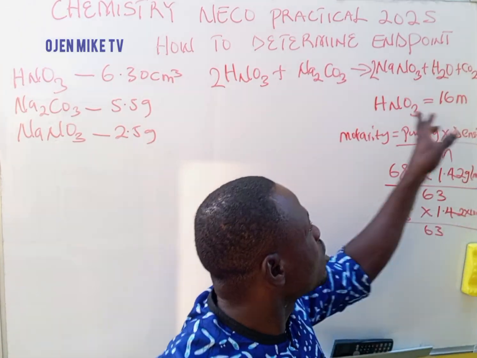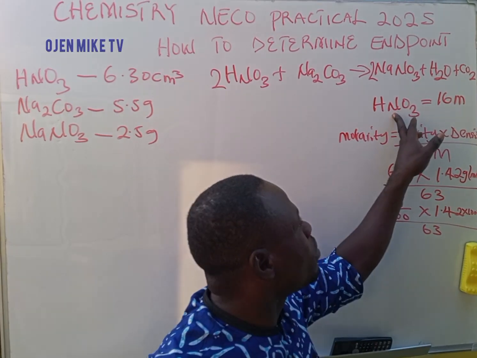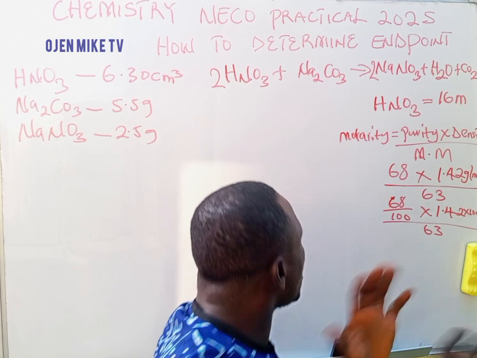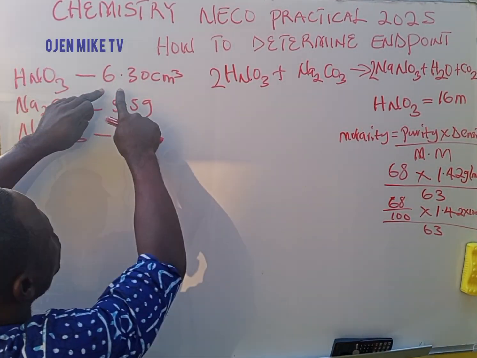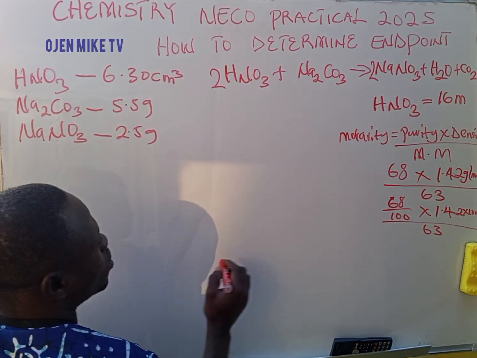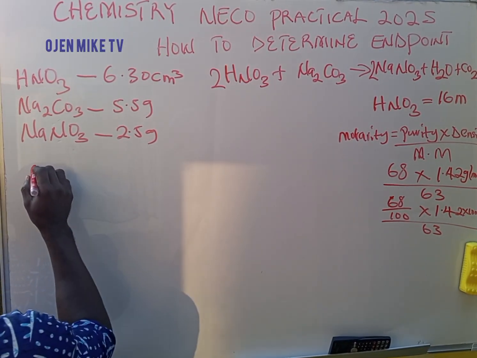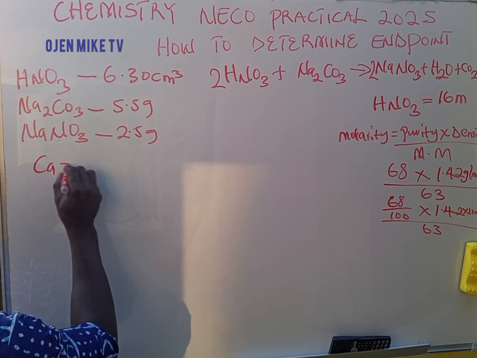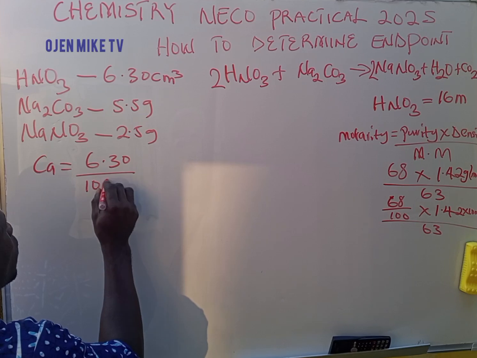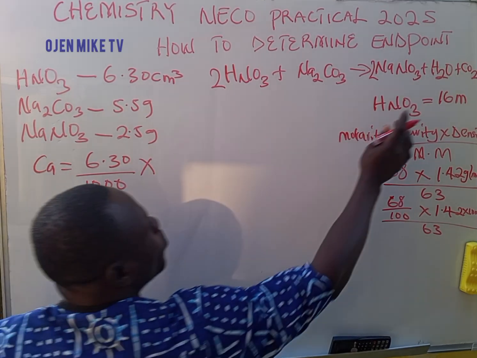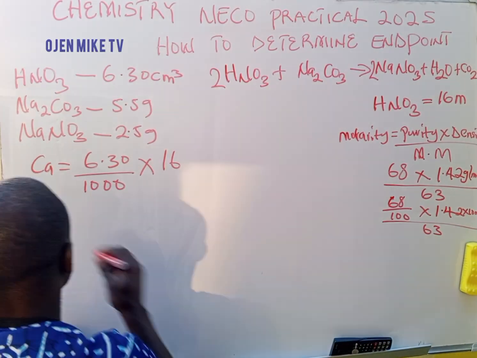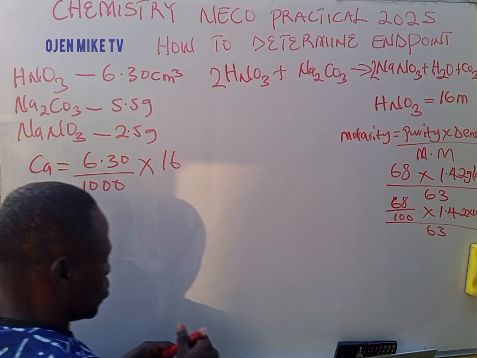But in the laboratory, what we normally use is the molarity of this one, which is 16. Now, having gotten this, you are asked to dissolve this in 1 DM cubed. So what we are looking for is our Ca. Now Ca is equal to 6.30 divided by 1000, multiplied by this molarity. Do you get that?